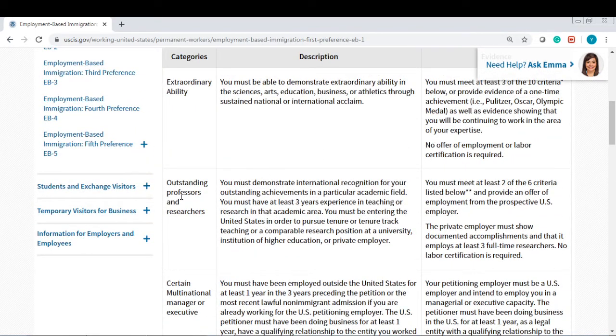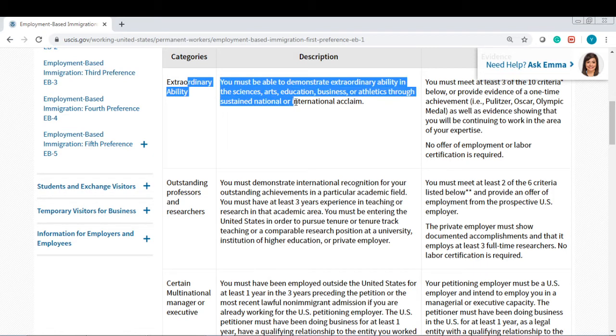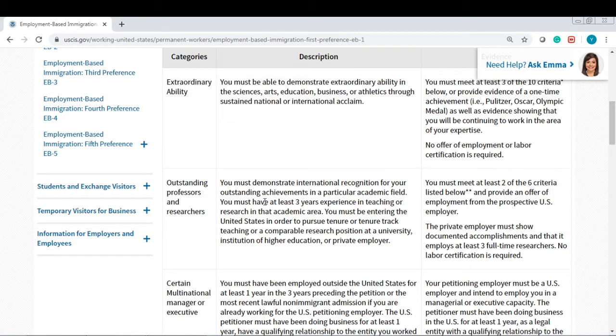So let's go to EB-1B. It's called Outstanding Professors and Researchers. This one is a little bit easier than EB-1A. Here, the description is: demonstrate international recognition in your academic field, and at least three years of experience in teaching or research. You must be entering the United States in order to pursue a tenure or tenure-track research position in a university, institution of higher education, or private employer.